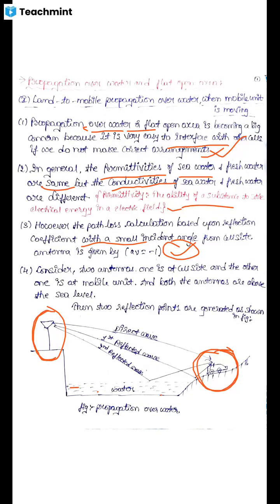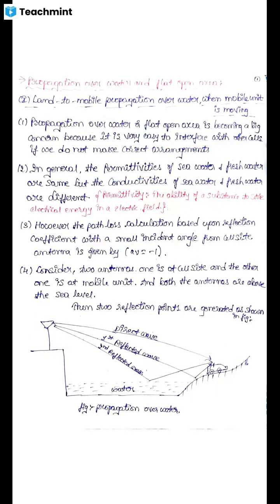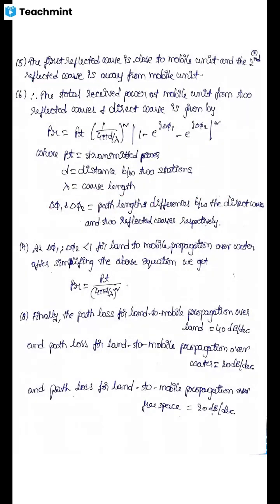Then here what we observed, there are two reflection points, that is one reflected wave from the ground and a second reflected wave over the water, and a direct wave. So based on this diagram, see here the total received power at the mobile unit from two reflected waves and the direct wave is given as PR = PT × (1/(4πd/λ))² × |1 − e^(jΔφ1) − e^(jΔφ2)|².